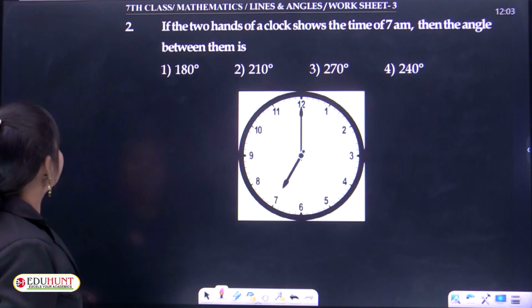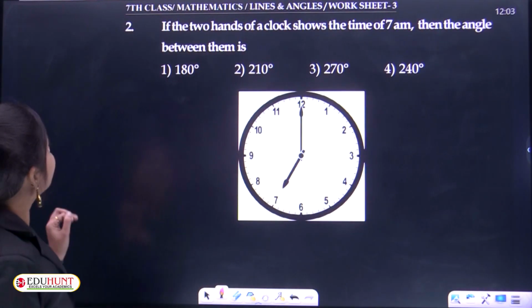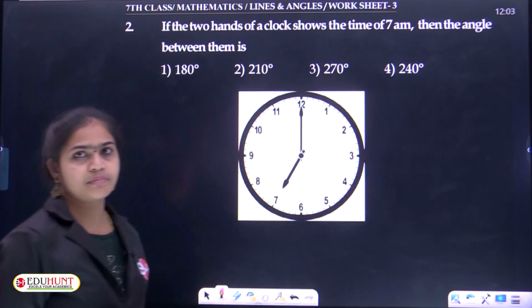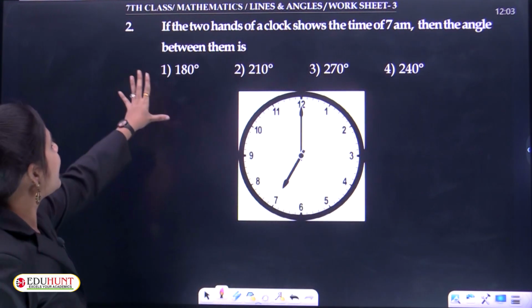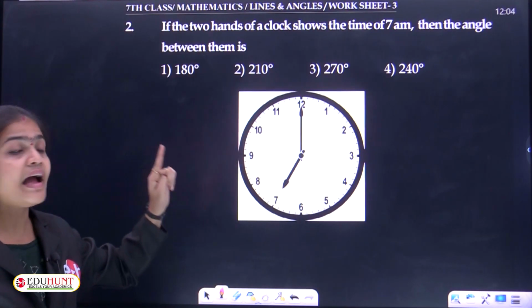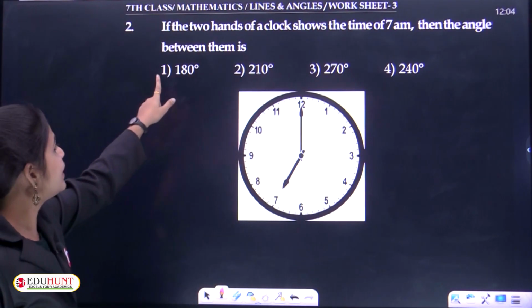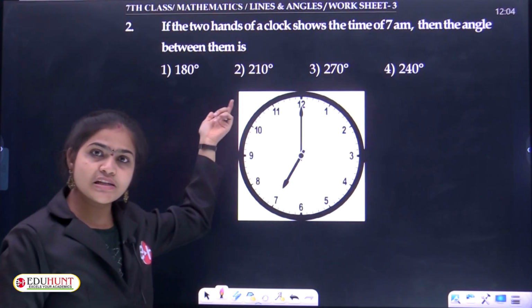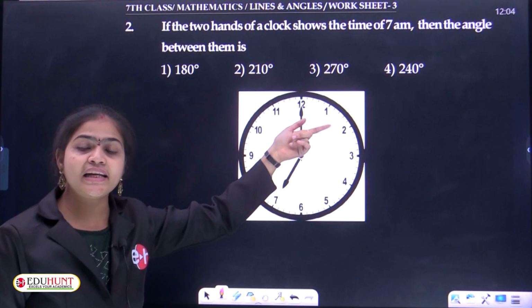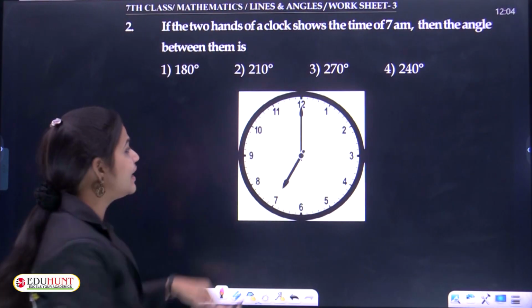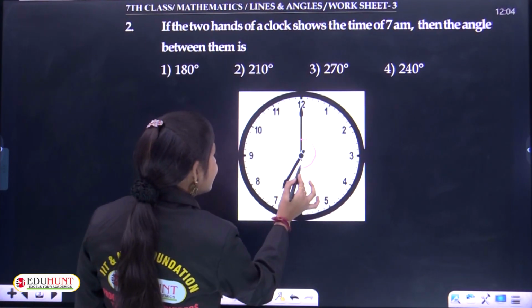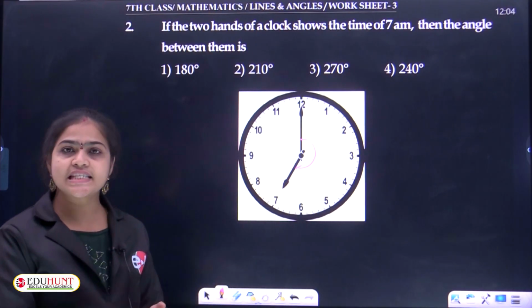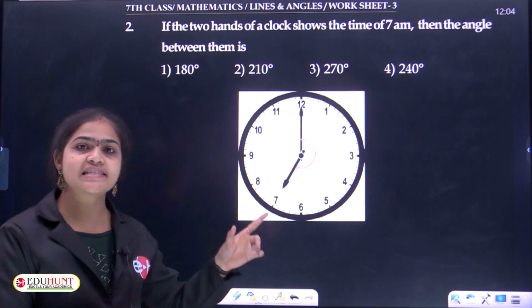Second one. If the two hands of a clock show the time 7 a.m., this is a 7 a.m. clock. Then the angle between them is? When you observe the options, they gave greater than 180 and exactly equal to 180. Which type of angle are they asking about? Greater than 180 means that is a reflex angle. Exactly equal to 180 means that is straight angle.